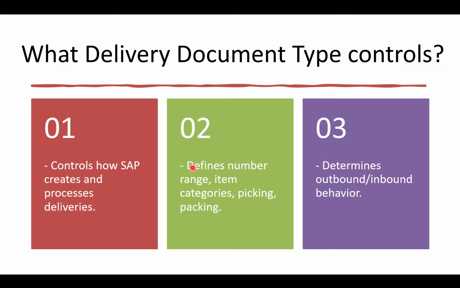And also it will control number ranges, picking relevance, all those things, packing relevance, item category. And then it determines outbound or inbound behavior. So each delivery document type will have the character of outbound or inbound. If it is an outbound delivery, it means goods are going out of your inventory: the customer places the order, and you will deliver your goods to the customer.